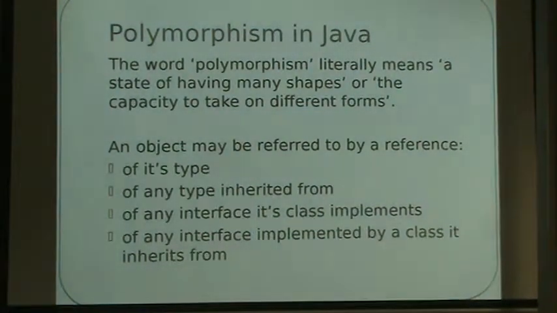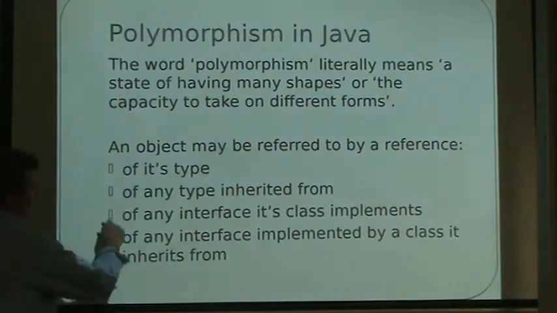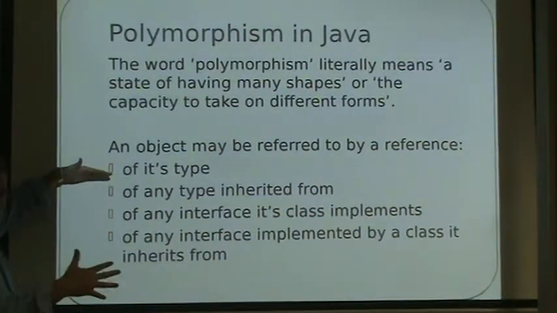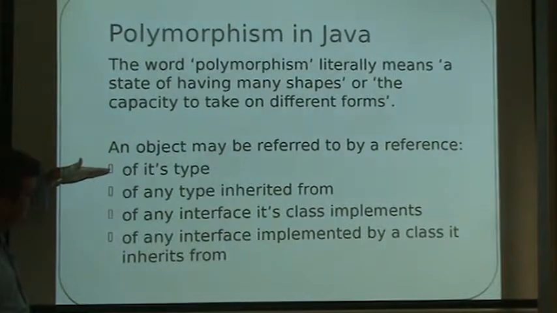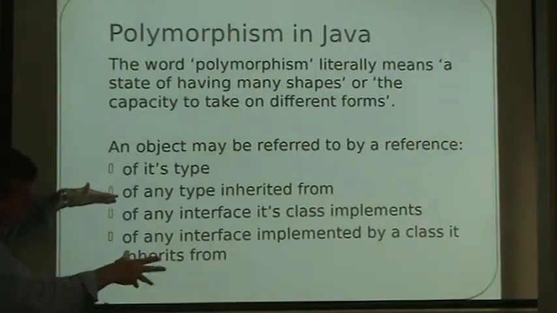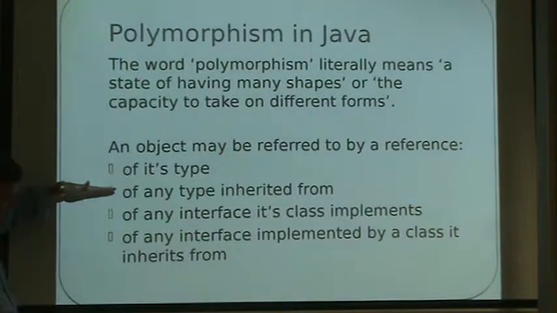Okay, so now we have different ways to use a reference to refer to different objects. What we're allowed to do in Java, and the term is polymorphism, meaning taking on many forms. An object may be referred to by a reference that is of its own type. So we can create a reference of type clock radio, and it could point to a clock radio. It could also be anything it inherits from, so we could make a reference to an electronics and have it point at a radio, or a clock radio. That would be allowed.